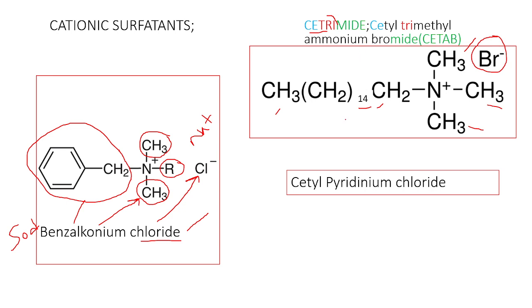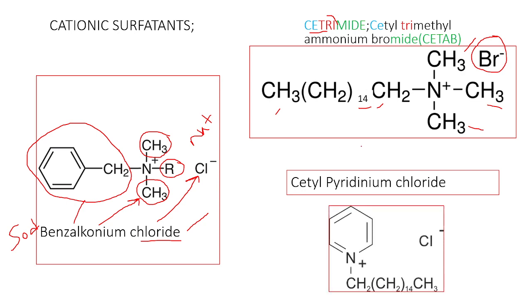Next one is cetylpyridinium chloride. See, cetyl group is nothing but a functional group containing C16 carbon. Next one is pyridinium. If a positive charge is present on the nitrogen, we call it -ium. A positively charged nitrogen we call -ium. That is pyridinium. Next one is chloride. Like that, majorly only three cationic surfactants are useful in pharmacy.